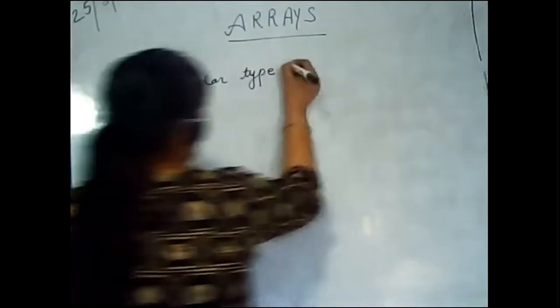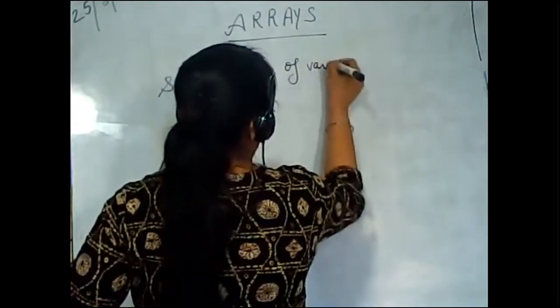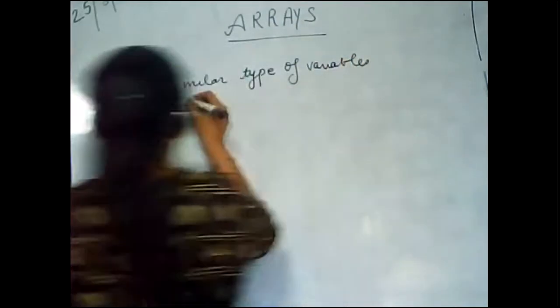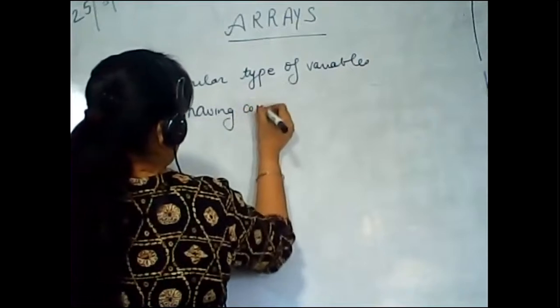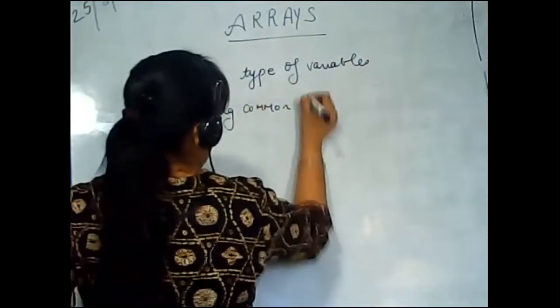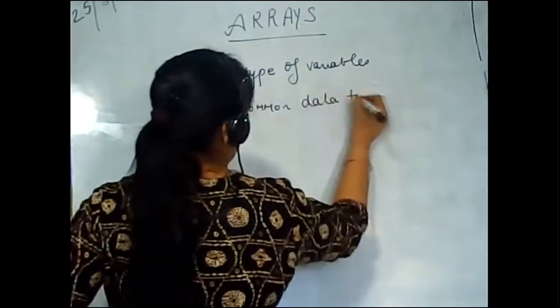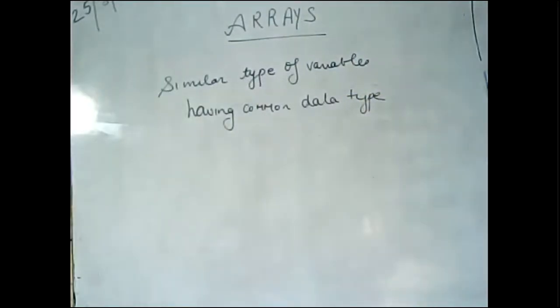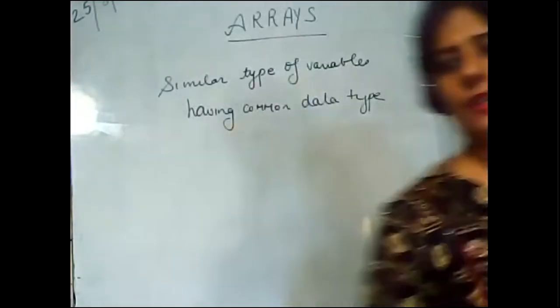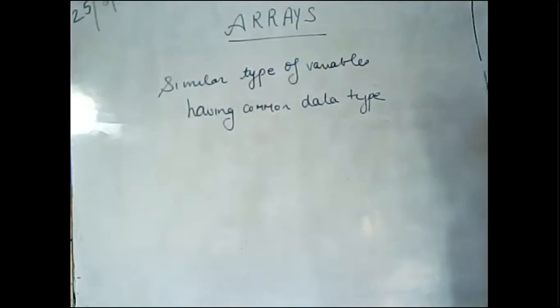similar type of variables having a common data type. So we represent an array as a group of similar type of variables that is referred to with a common data type. So that's how we can represent this particular portion of an array.